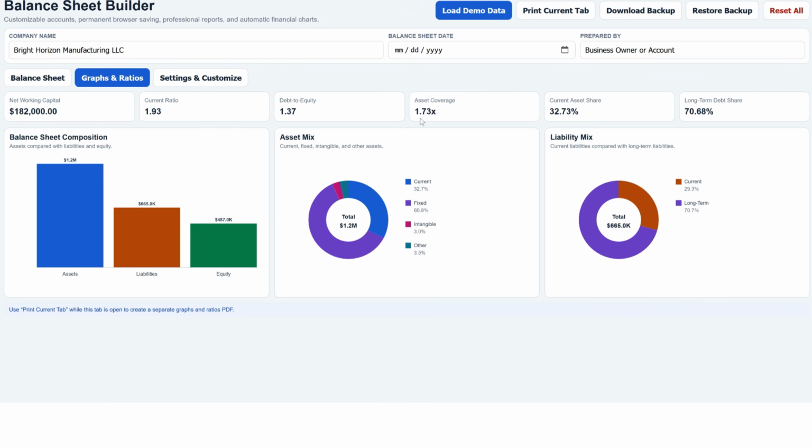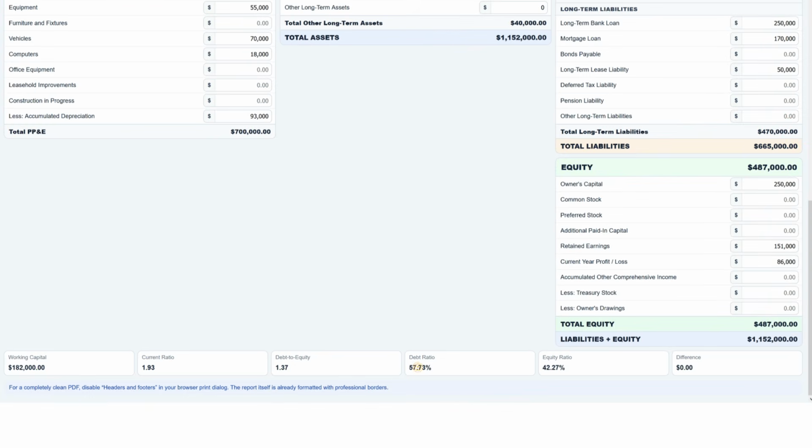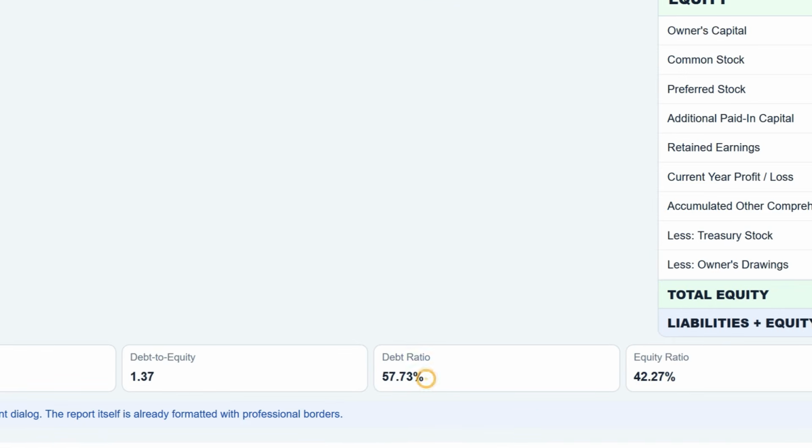Another useful measurement is the debt ratio. Instead of comparing debt with equity, this ratio compares total liabilities with total assets. It answers a simple question: what percentage of the company's assets is financed by borrowed money? The lower this percentage, the more financial independence the business generally has. A higher percentage means creditors have a larger financial claim on the company's assets.